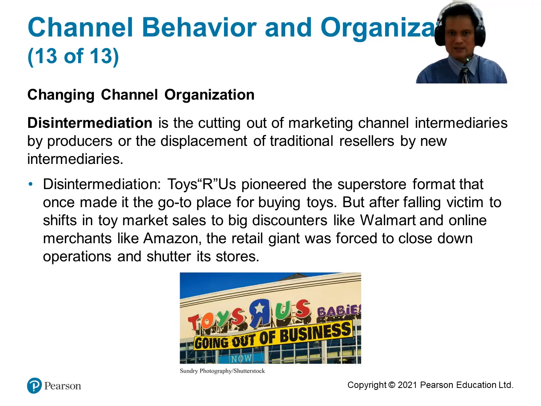For example, Toys R Us was very popular before with their toy products. But they found that because of the technology, they became less popular compared with other stores, such as discount stores like Walmart or online merchants like Amazon. So Toys R Us started to think about disintermediation, to cut out the marketing channel intermediaries, maybe to sell things online instead of through the store.